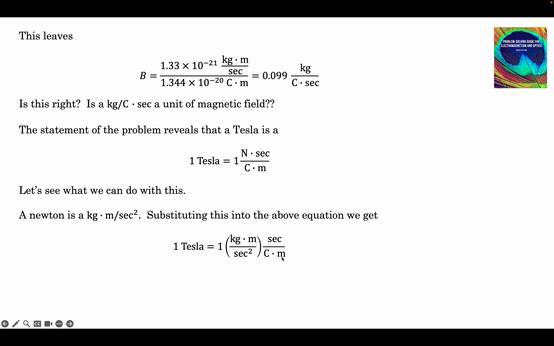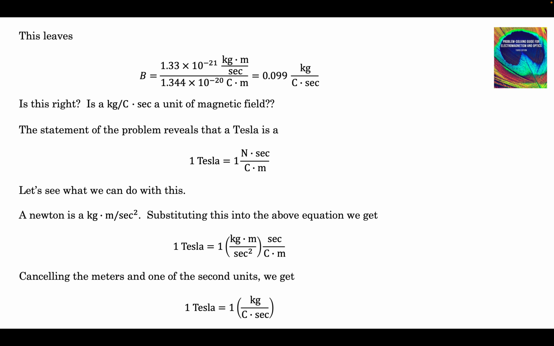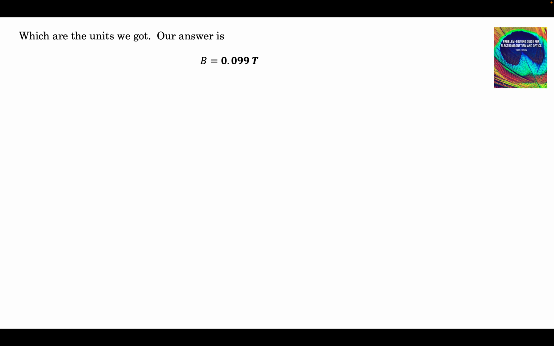All right, what happens here? The meters go away, and one of the seconds goes away. We're left with a second on the bottom, and we get kilogram per coulomb per second, which is what we have right here. Kilogram per coulomb second. So we did it right. Those are Tesla. So the answer is 0.099 Tesla, which is about 100 millitesla. That's problem 12.